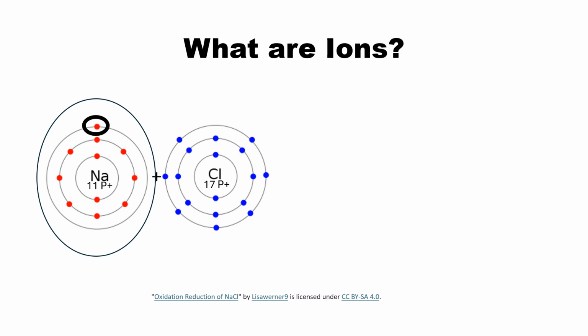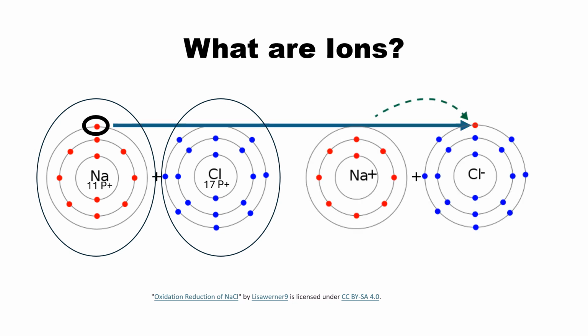Now we can look at a chlorine atom, which starts with 17 negatively charged electrons within its shells and 17 positively charged protons within its nucleus. Importantly, it has 7 electrons within its third shell, and it would really like to have 8. So if you allow a sodium atom and chlorine atom to interact with one another, what will happen is the chlorine atom will take the electron from the sodium atom.